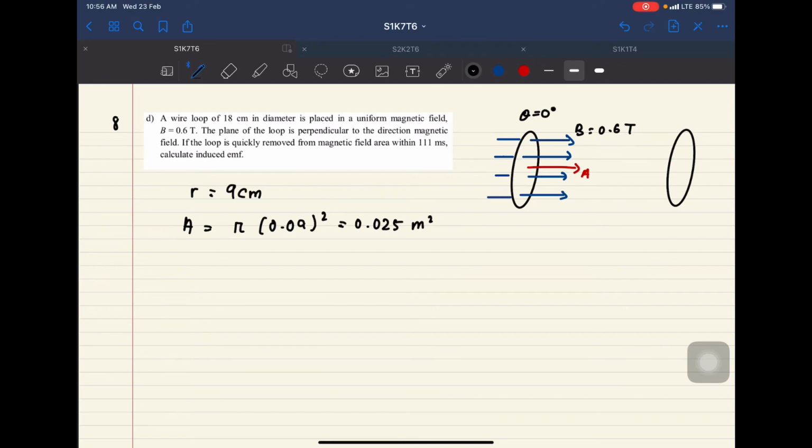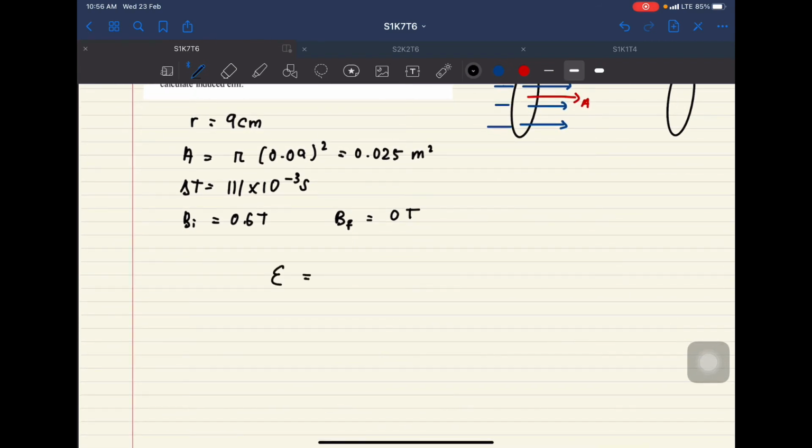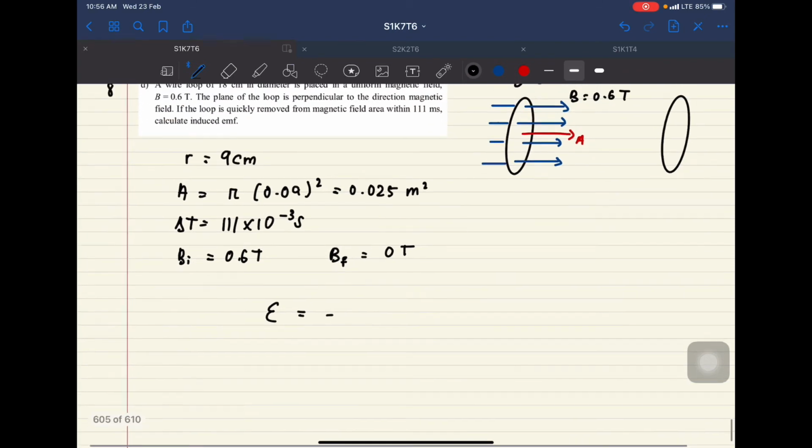If the loop is quickly removed from the magnetic field, within 111 milliseconds. So delta T is equals to 111 times 10 to the negative 3 second. Calculate the induced EMF. So initially, B initial is equals to 0.6 Tesla. This one is very similar to the previous question. B final is 0 Tesla. So I can use EMF is equals to negative dphi over dt. So the only thing that is changing is the magnetic field. So NA cos theta dB dt, which is B final minus B initial over delta T.